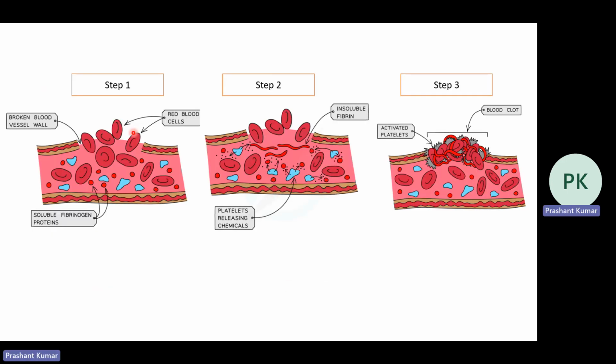So this is the cut. If it is not clotted, then the blood will keep on going. This is fibrinogen, the red colored things. They are coming and they're trapping the red blood cells like this. So in this step, the blood clotting process stops.